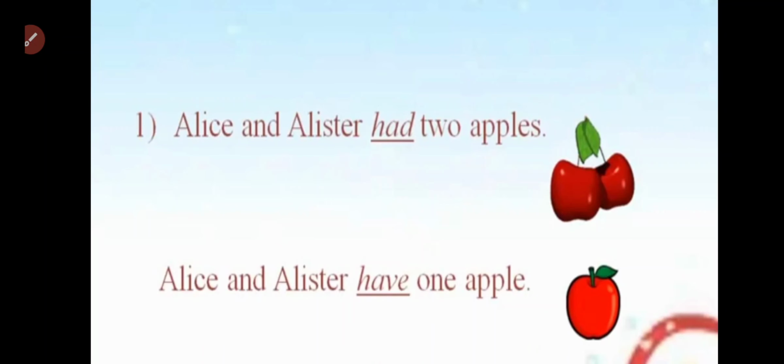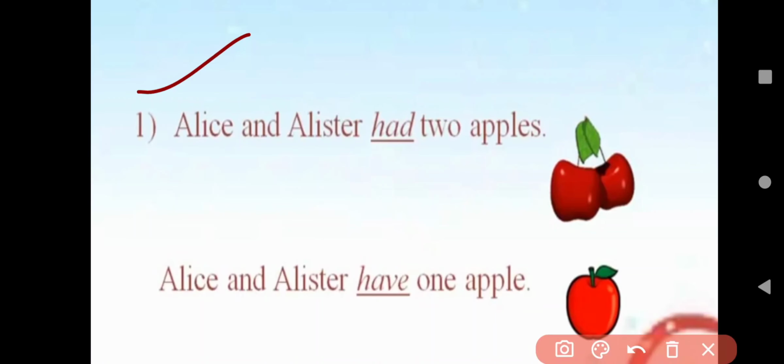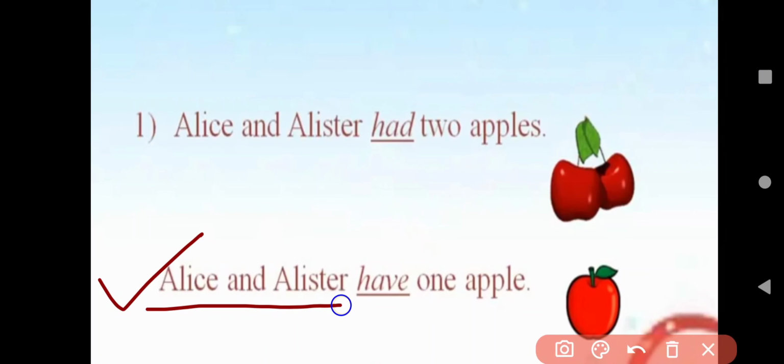In this example, Alice and Alistair had 2 apples. Here we are talking about past time. Alice and Alistair had 2 apples. They had the 2 apples in past time. But Alice and Alistair have 1 apple. For the present time, Alice and Alistair are a plural subject. And for present, we will use have.